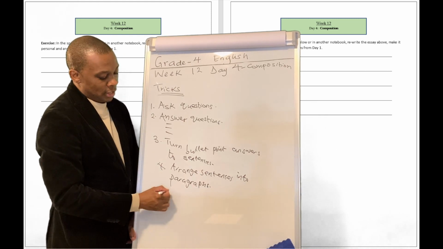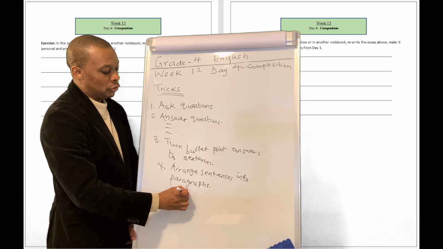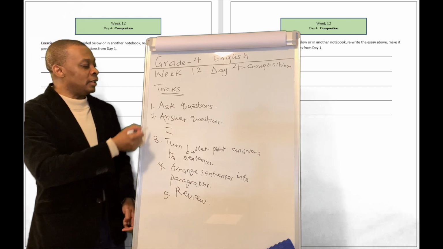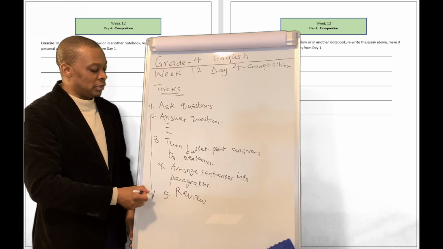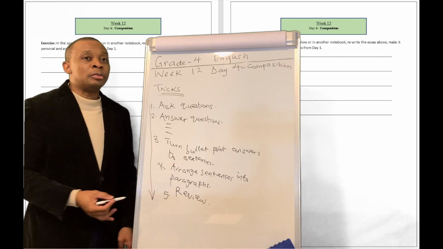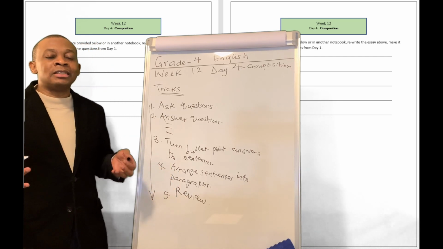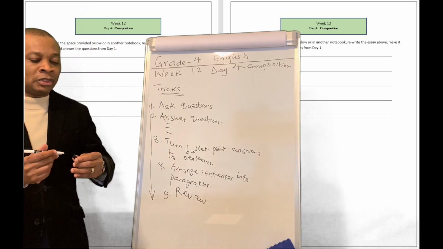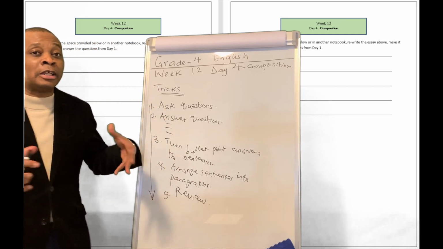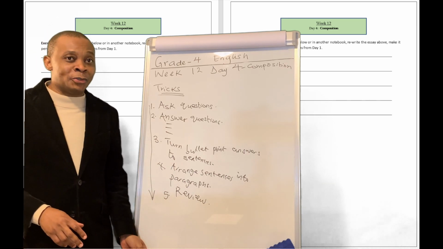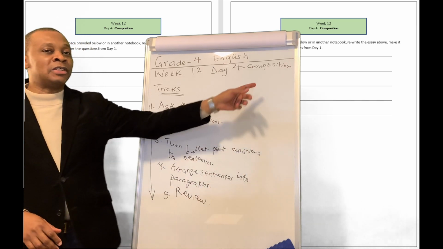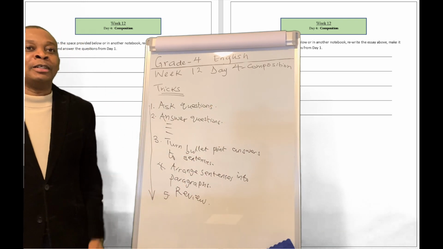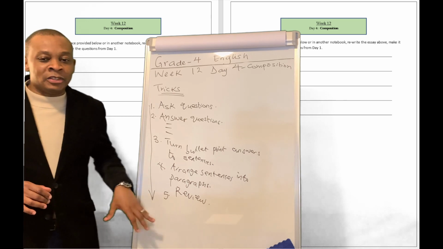Okay, and then number 5, you are going to review. All right, really cool process, right? Ask questions, answer your questions as bullet points, turn your bullet point answers to sentences. Convert your sentences to paragraphs. Rearrange those sentences, rearrange those paragraphs, and then go ahead and review. And by the time you go through that process, you would have successfully composed an article, written an essay, or become a good writer. All right, so please go ahead and do that.